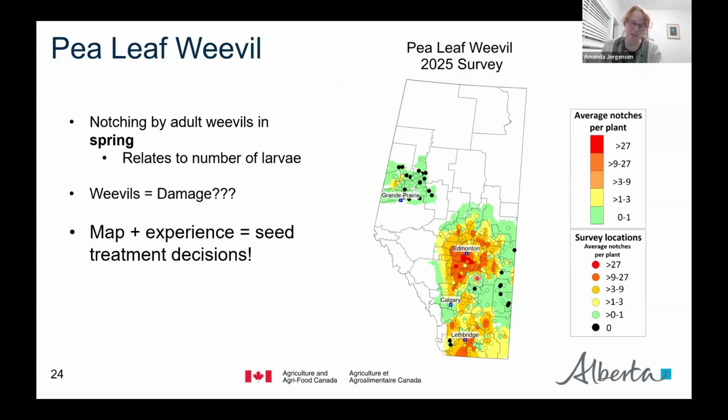We did see that this year, where we had very high numbers of notching around Edmonton and in central Alberta and some in the south, but not necessarily complaints of economic issues. But you can take a look at the map and combine that with your own in-field experience with pea leaf weevil numbers to make decisions about whether applying a seed treatment is worthwhile.